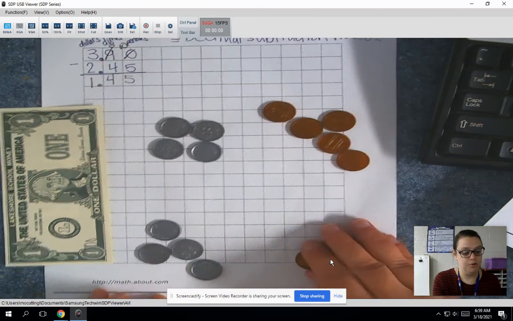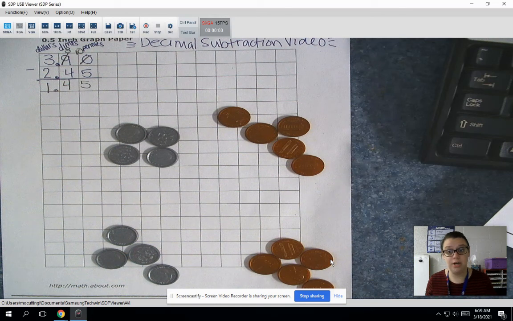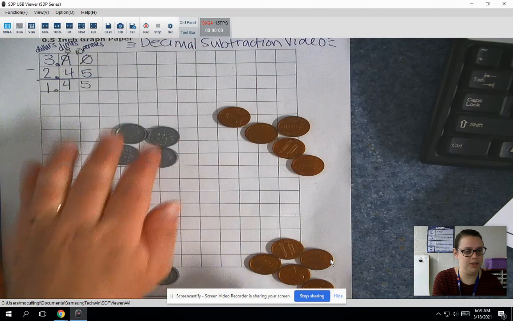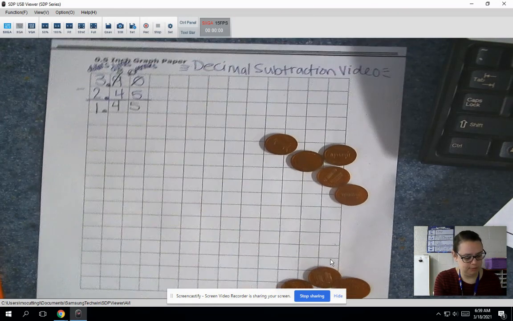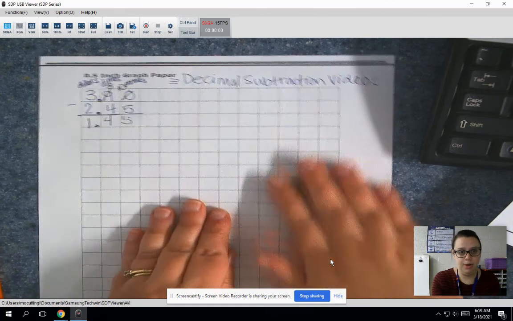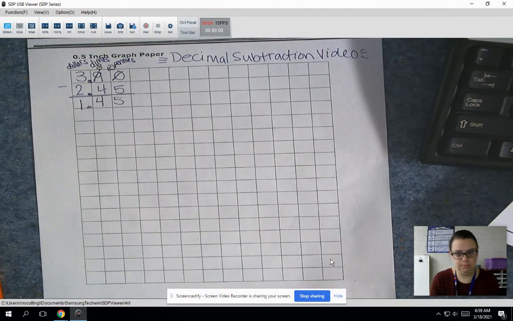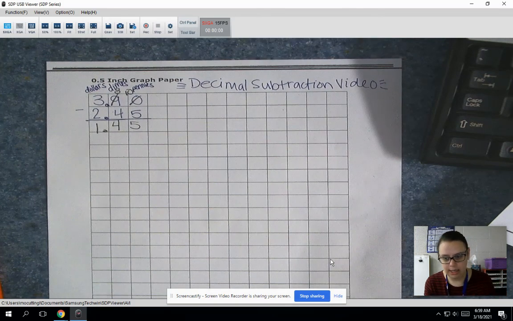Okay, so while I'm modeling this with money, I do need you to watch. I do need you to listen. Some of us aren't really that comfortable with using the standard algorithm with subtraction, so hopefully seeing it with money will help at least a little bit. It's not going to be a whole lot for you to write down, but I do need you to watch and listen.